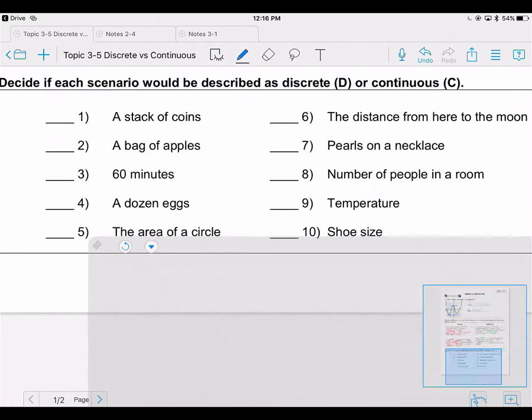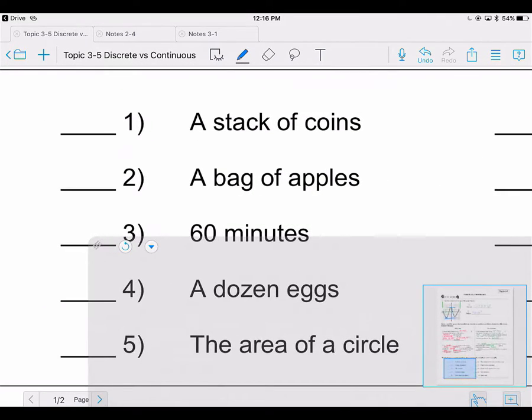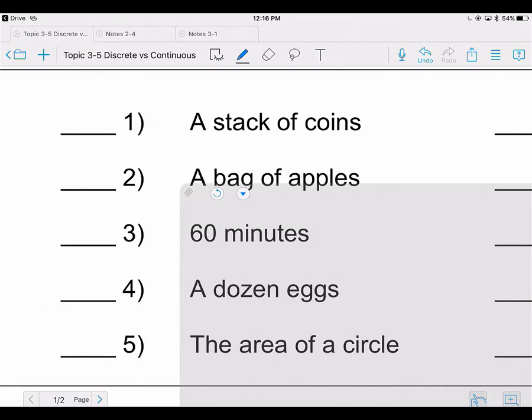So looking at the scenarios, they ask us to decide if it is going to be discrete or continuous. So 1 through 5, a stack of coins would be discrete. You can have a stack of 10, 11, 12, but you can't have a stack of 10 and a half. So you would have very distinct counted separate points. Same thing with a bag of apples. You could eat part of an apple, but that would still be counted as one apple. So you would have 1 apple or 2 apples or 3 apples. You wouldn't have 1.375 apples.